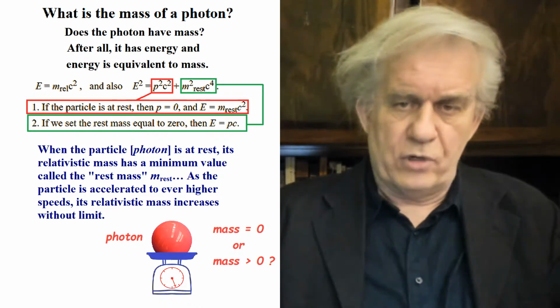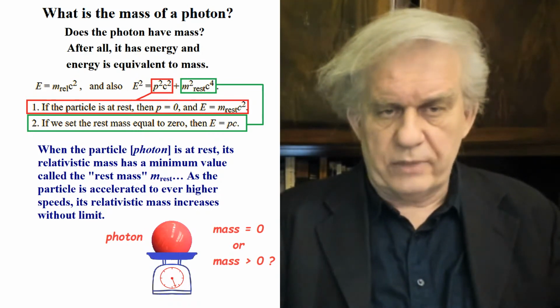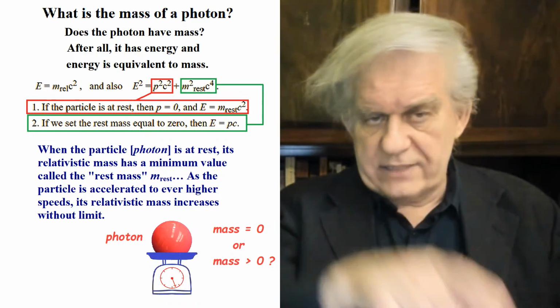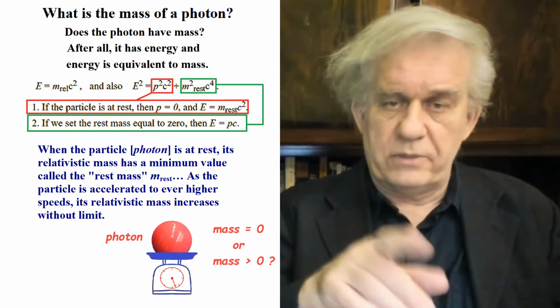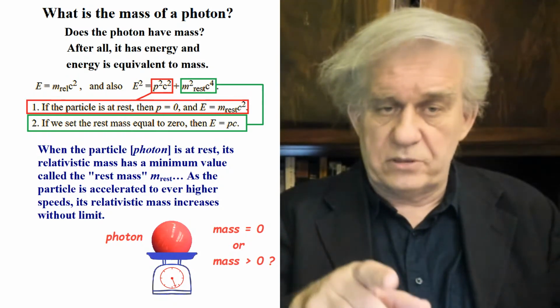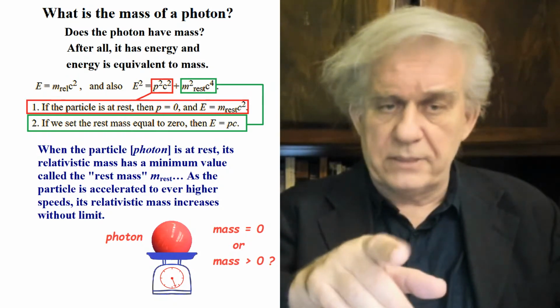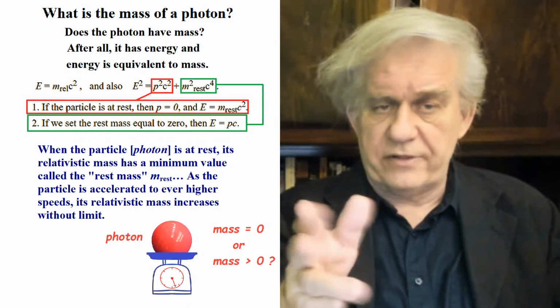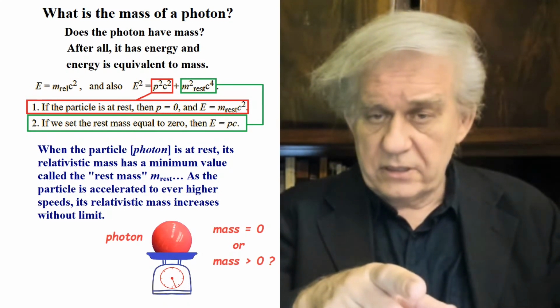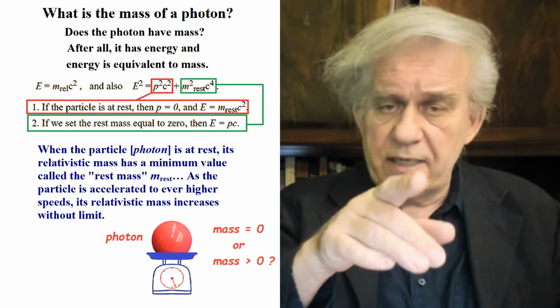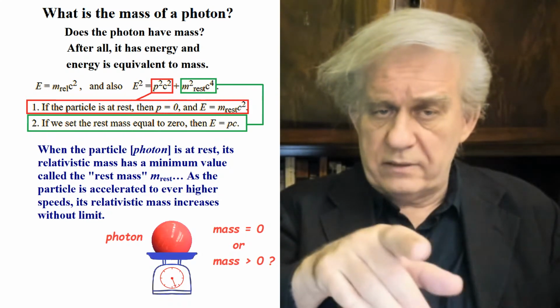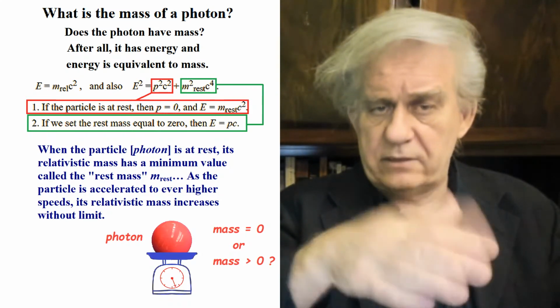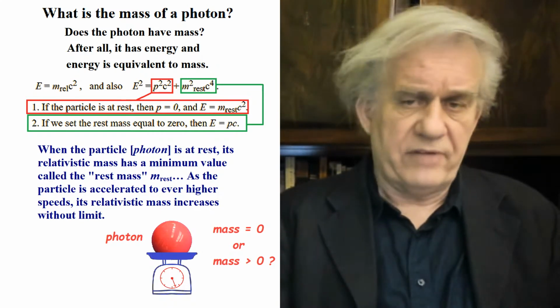You can look it up in more detail. I'm just going to go through this quickly, and I'll look at that last one there. E squared, which is energy squared, is equal to p, which is momentum, squared, c squared, velocity of light squared, plus the rest mass, m squared rest, times velocity of light to the fourth.